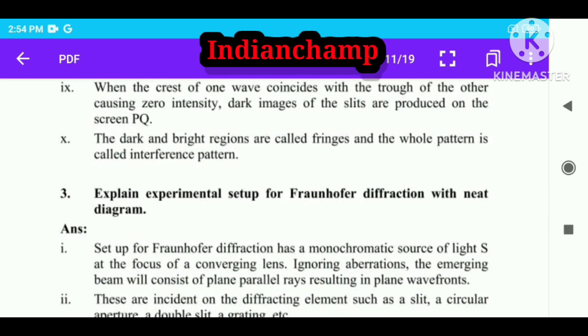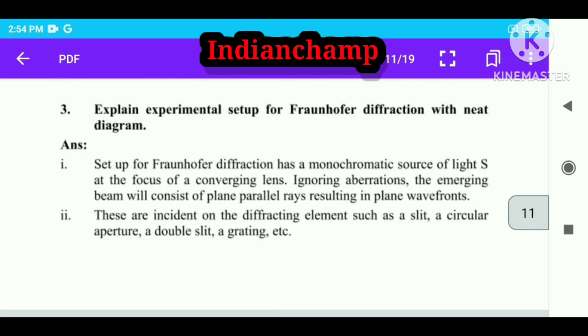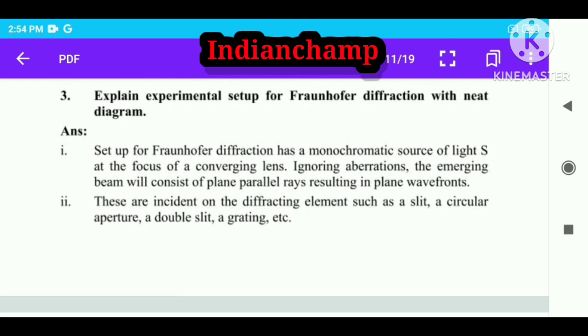10th, the dark and bright regions are called fringes and the whole pattern is called an interference pattern. Question number 3. Explain the experimental setup for diffraction with a neat diagram. Answer.